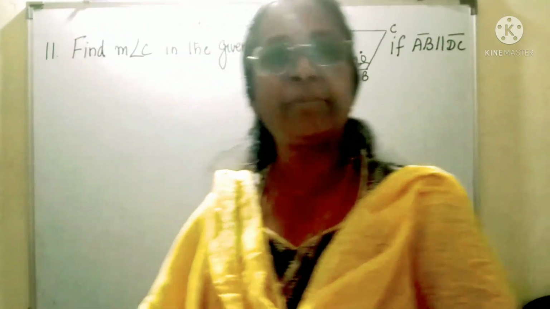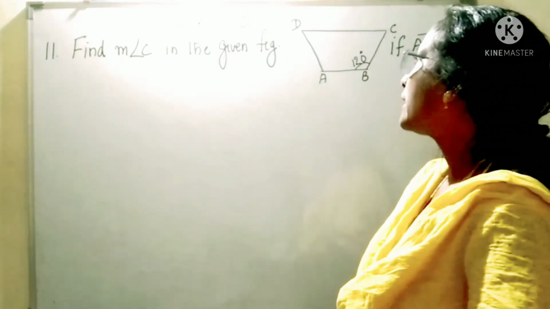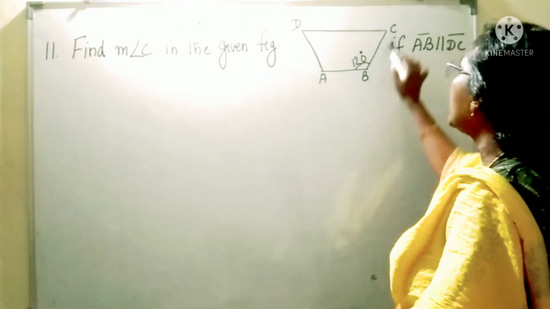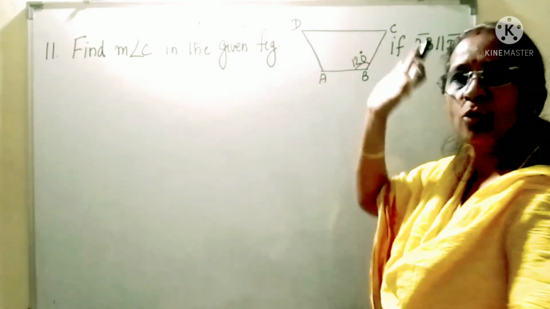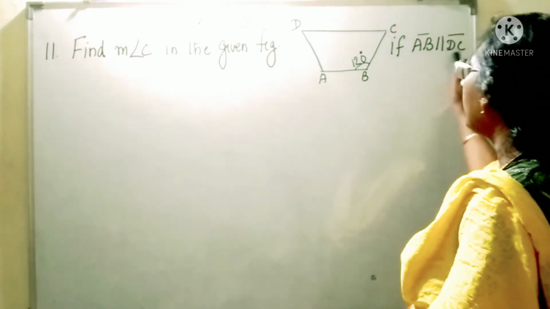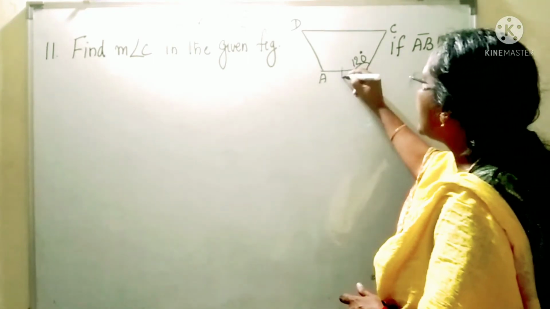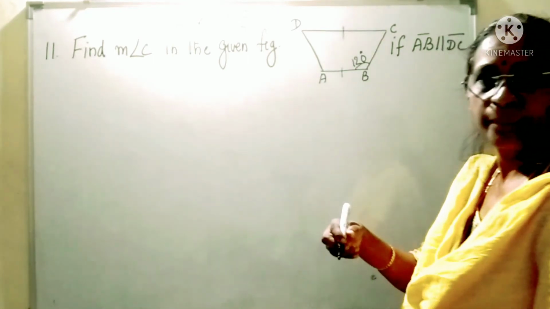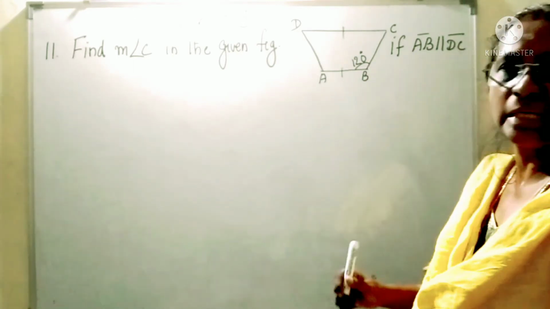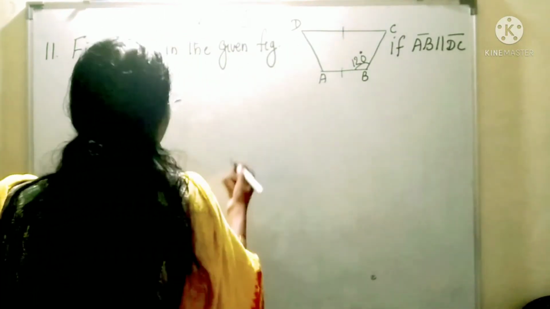Now question number 11 is, find the measure of angle C in the given figure. There is a figure given, A, B, C, D. It is a quadrilateral. A condition is given: AB is parallel to DC. That means this side is parallel to this side. And here one angle is given, angle B is equal to 120. So what all things are given here?